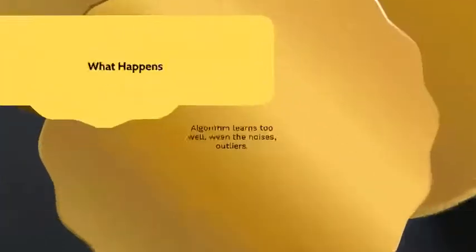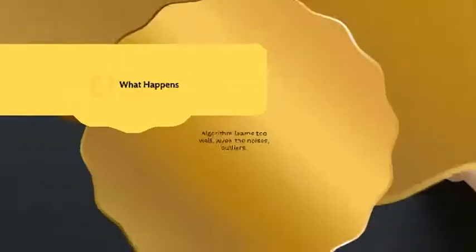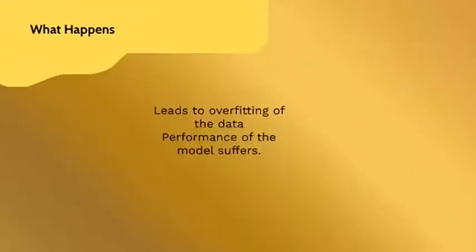Now I come to, how does it affect my data? What happens actually is that in variance, the algorithm learns too well. Here it is learning very well, and it learns even the noise and the outliers, what is not required. So, what happens due to this? This leads to overfitting of the data. And when the model overfits, the performance of the model suffers, and again your accuracy also suffers. So, this overfitting and underfitting of the data is because of bias and variance.